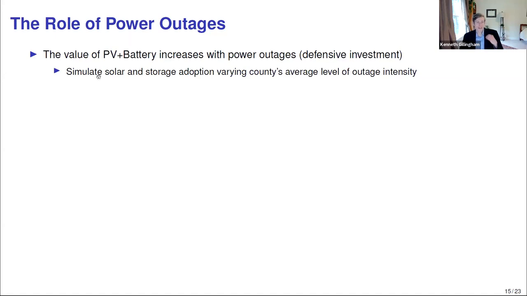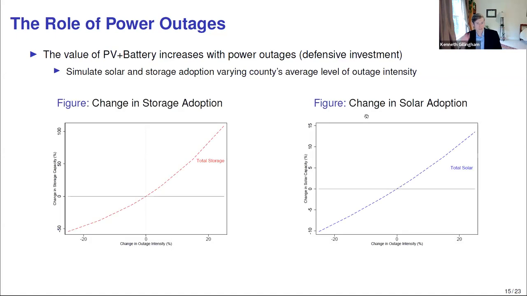But what we're doing here is simulating storage and solar adoption by varying the county's average level of outage intensity. And this is what we see. On the x-axis, we change the outage intensity, and on the y-axis, we see the percentage change in storage capacity. So if you have more outages, total storage is increasing. This is 20% more outages. Change in storage capacity goes up, it looks like around 75%. And if you have fewer outages, it drops by 50%.